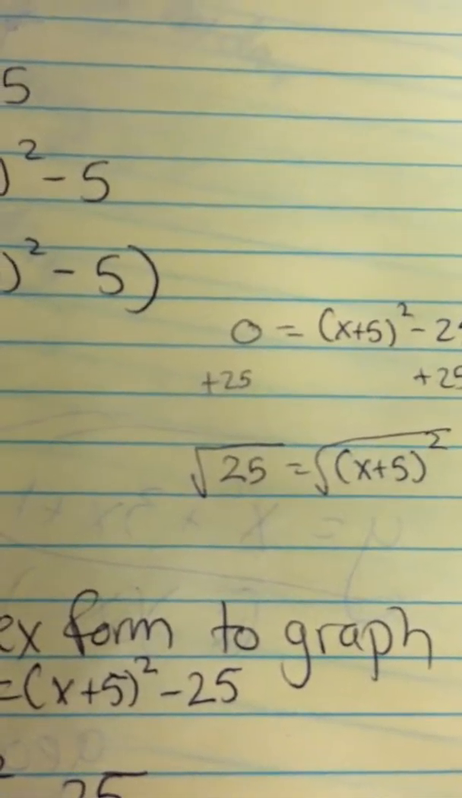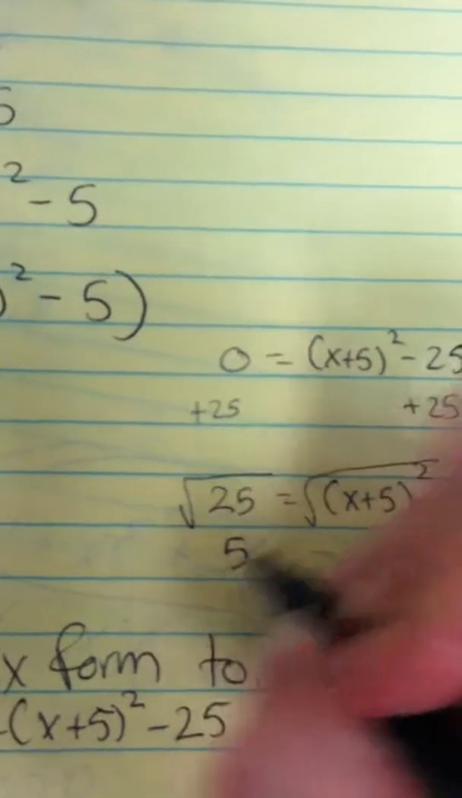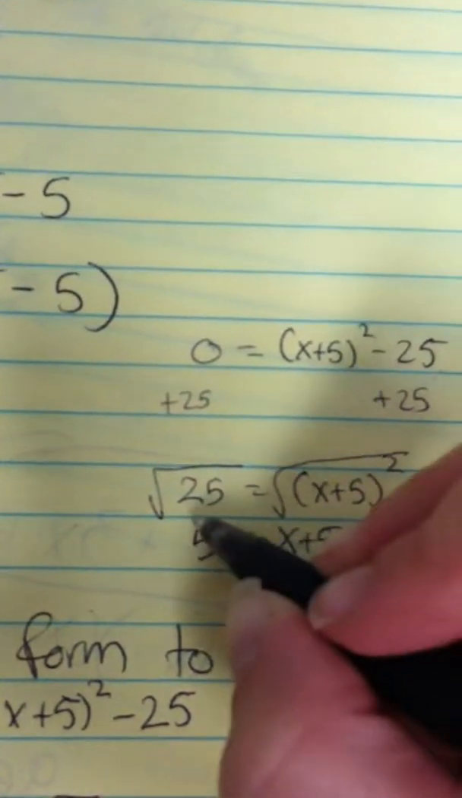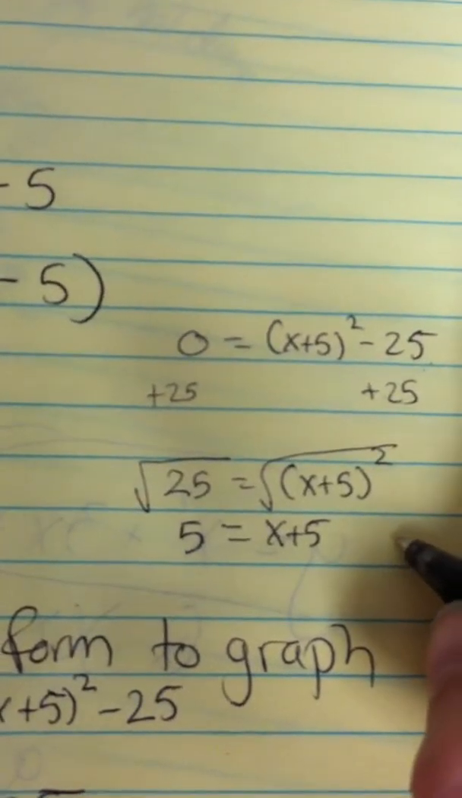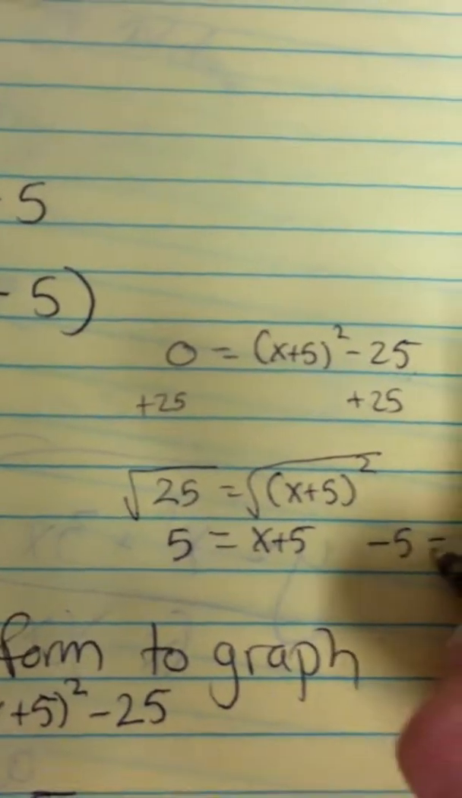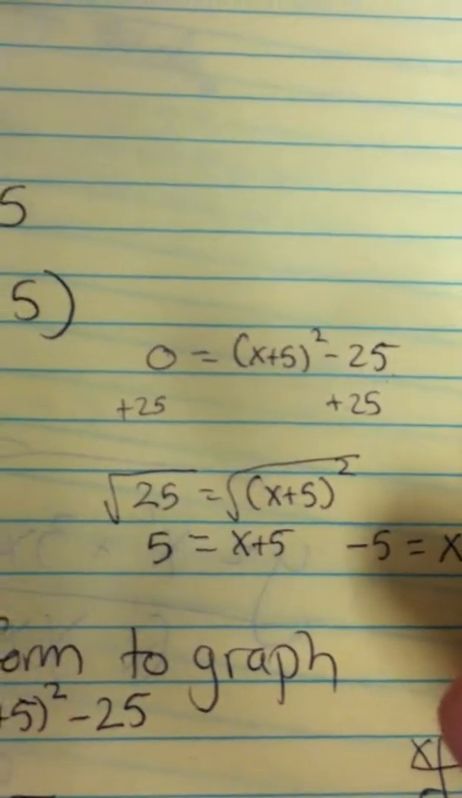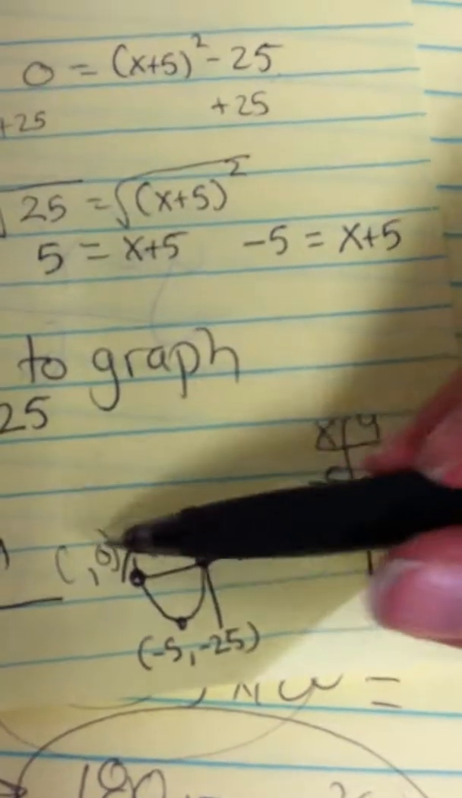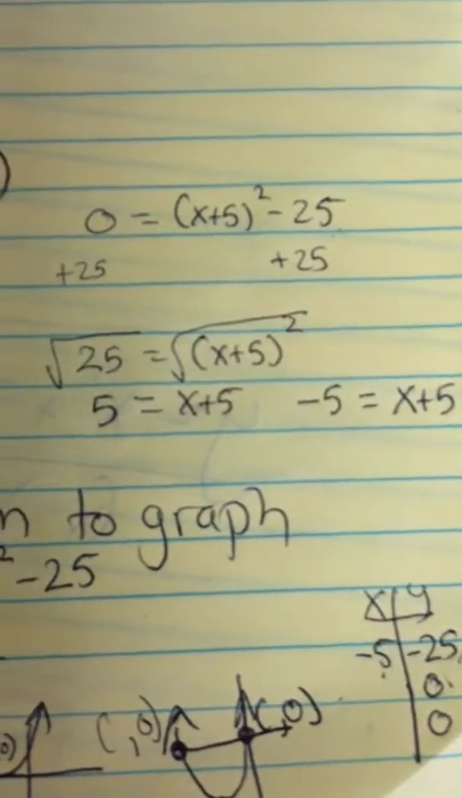Well, what numbers when I square them give 25? I get 5, so 5 would equal x plus 5. But also negative 5 is a square root of 25. So I actually have 2 equations: 5 equals x plus 5, and negative 5 equals x plus 5. And why do I have to have 2 equations? Well, I have to have 2 x-intercepts, so I should probably have 2 equations to solve.